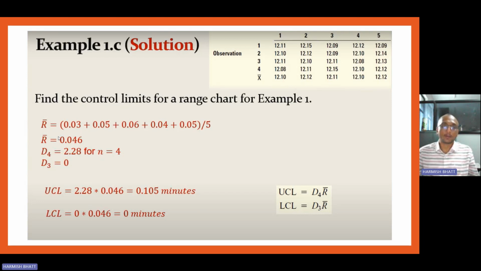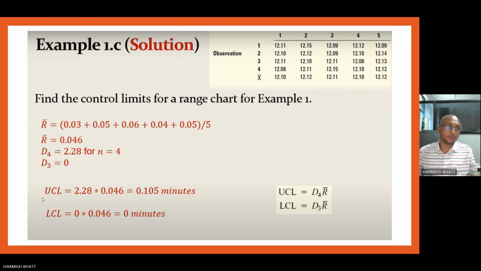So to plot the R chart, we will require the mean line or the mean value that we have already found out over here, and that is equal to 0.046. Now it's our turn to find out the values of UCL and LCL. So we have these equations. We already have the value of R bar, and we already have the values of D4 and D3 from the previous table for sample size n equal to 4. After putting the values of D3, D4 and R bar, we found the UCL as 0.105 minutes and the LCL as 0 minutes.